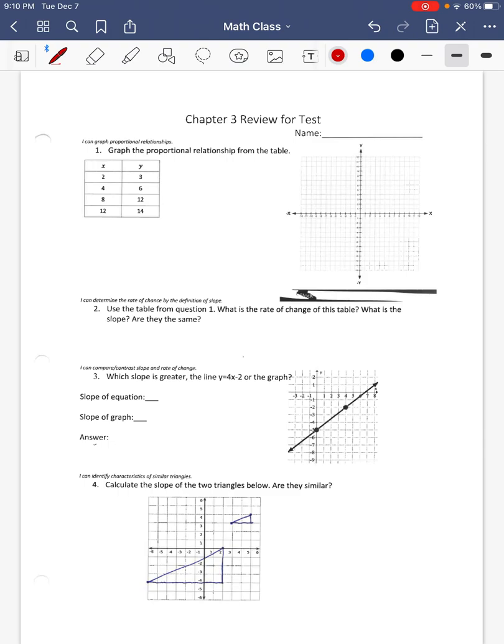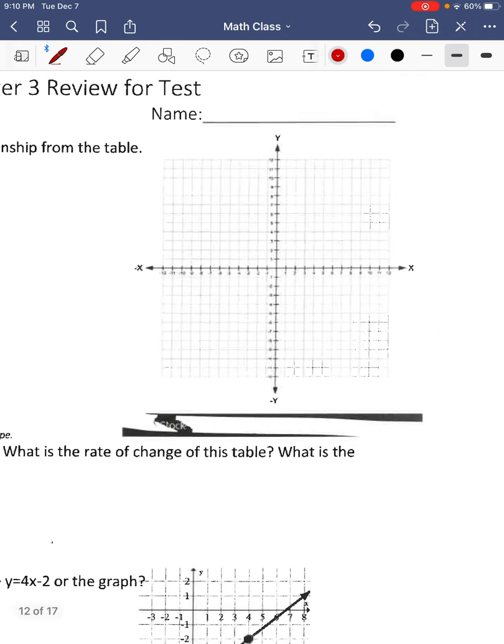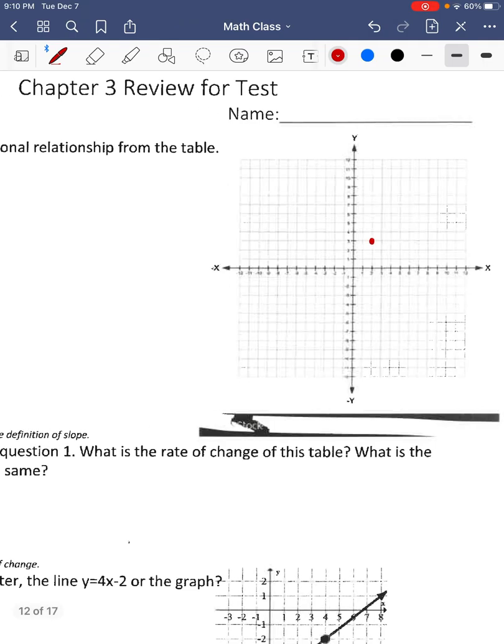So, number 1 says graph the proportional relationship from the table. This does not mean that you need to determine if it's linear, proportional, or neither. It literally just means take the numbers from the table, graph them here. So you have your x coordinate and your y coordinate. So 2, 3 means you're going to go to your graph, start at our origin, go over to 2, up to 3, and make a point.